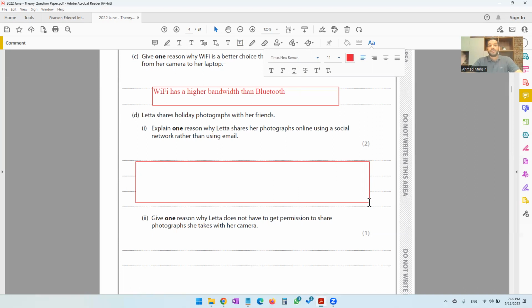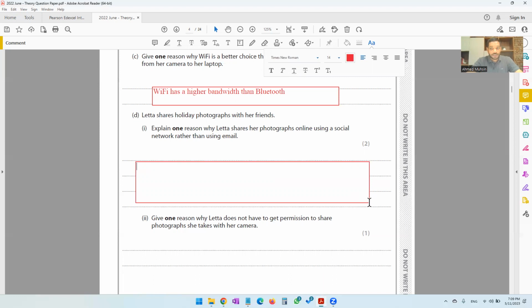A reason why somebody would use a social network rather than email is interactivity. On a social network, there are features that support interactivity, such as liking, commenting, sharing and tagging, which you do not find in email. In email, you simply upload your photographs, select the contacts, and send it. There is no interactivity. If they want to interact, they basically have to reply to you. That's the only interactivity that's available in an email.